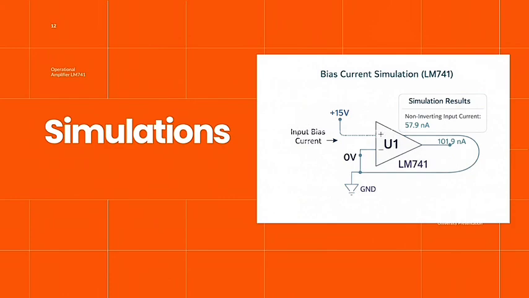In the first simulation, we set the non-inverting input to 0 volts. Ideally, the output should also be exactly 0. However, as we can observe, the output shows a small voltage of approximately 1 millivolt. This value corresponds to the input offset voltage of the LM741, confirming that even when the input is 0, the amplifier produces a small error at the output.